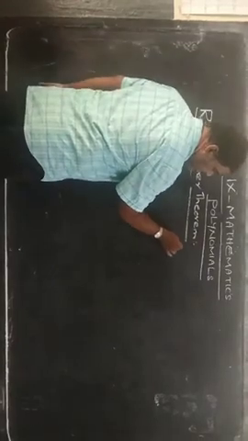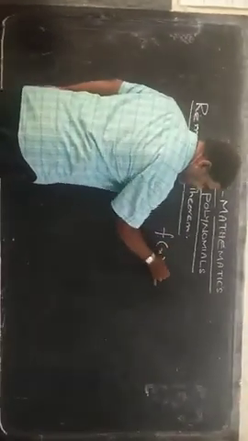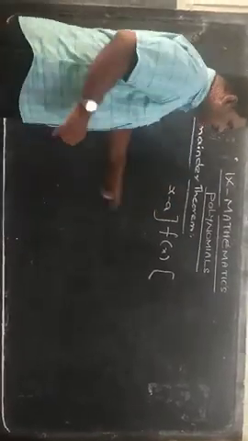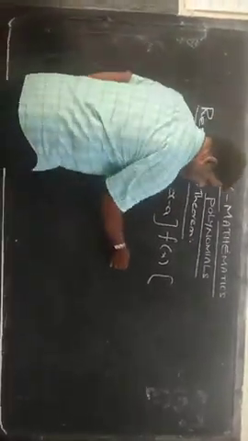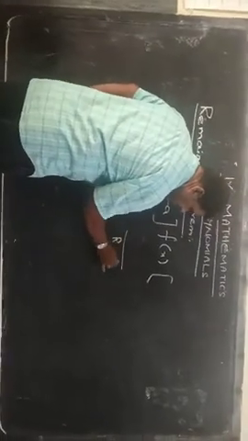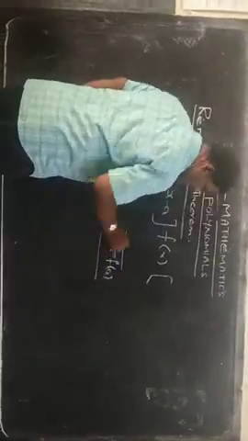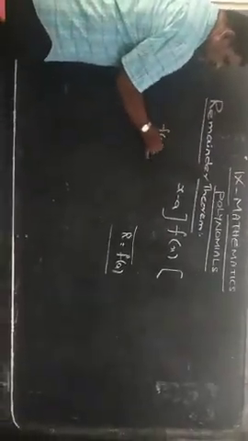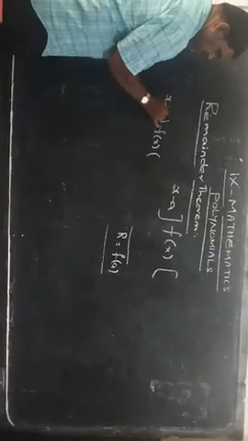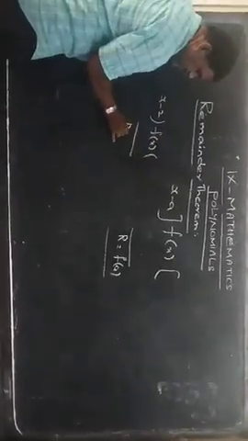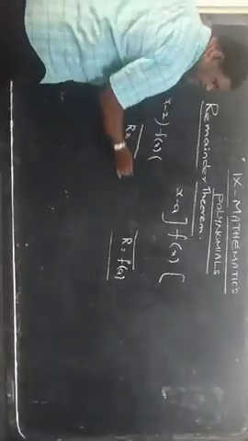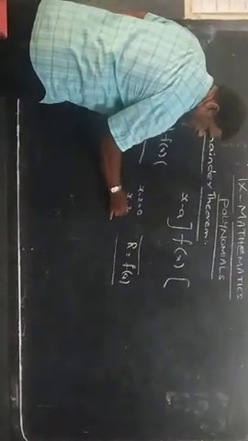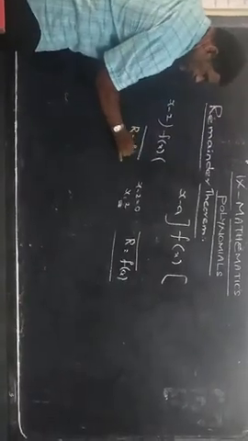So the remainder theorem states that when f of x is divided by x minus a, the remainder is f of a. For example, when f of x is divided by x minus 2, then the remainder is equal to this: x minus 2, you take as 0, the x value will be 2, and that 2 you have to substitute in f of x.